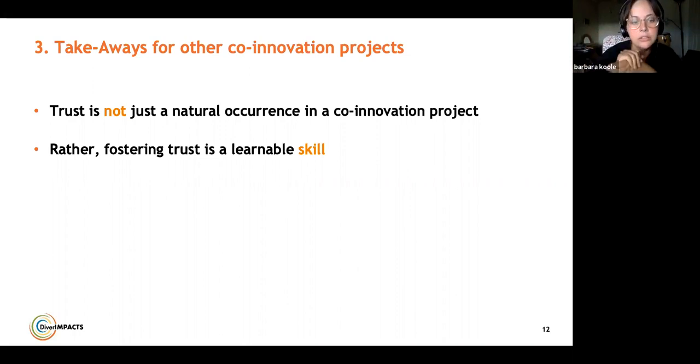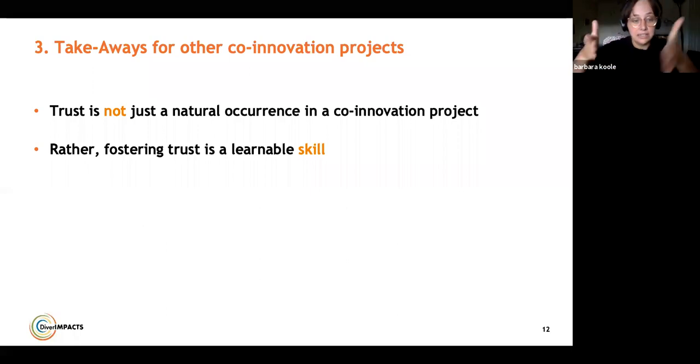At least one clear conclusion from the work in the past years with all three case studies is that I would say trust is not just a natural occurrence in a co-innovation project. So it's not the case that trust is just either there or not there and you cannot help it as a project leader. Rather, I would say fostering trust is a learnable skill. This does not mean that you can always establish trust or that it's easy. However, it is something that is influenceable, as I also demonstrated with the analysis that we did and the interventions that we did and the effect that it actually had.